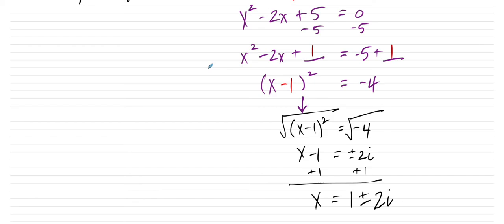Okay, so this is just a regular completing the square way of solving. You couldn't factor because there's no numbers that multiply to 5 and add to -2. So then the 5 was brought to the other side like we were taught to do.